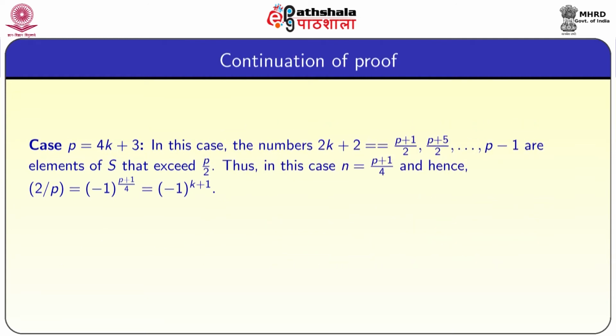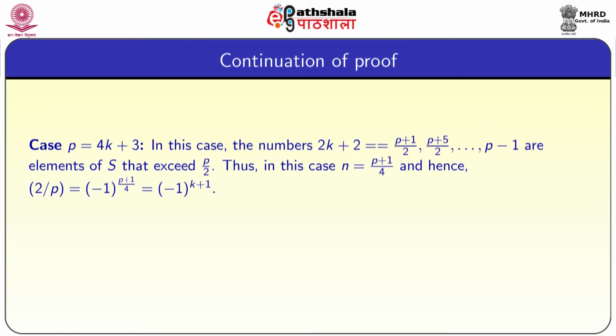Now we will see another case, that is p equal to 4k plus 3. In this case the numbers 2k plus 2, that is (p plus 1)/2, (p plus 5)/2 and so on, up to p minus 1 are the elements of S that exceed p/2.